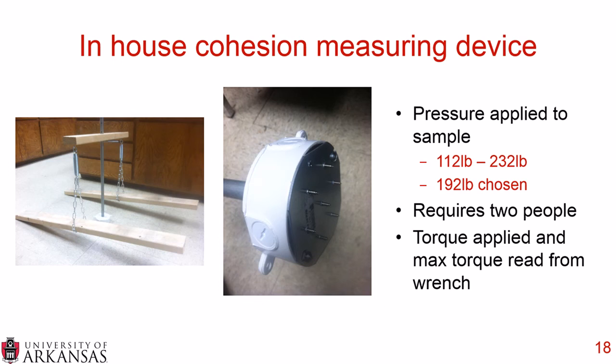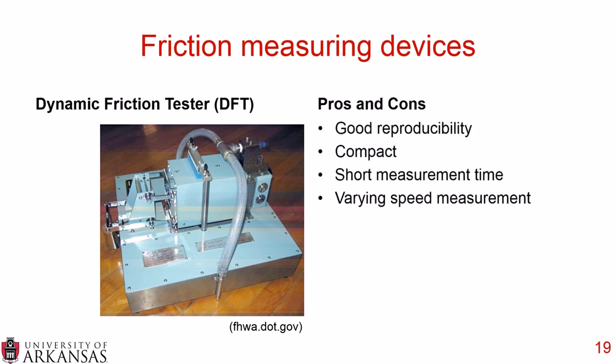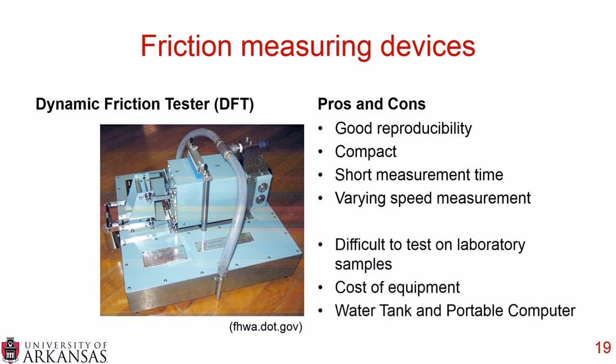Moving down the different concepts, the next was the friction tester, and we modeled our in-house tester based on the dynamic friction tester, or DFT. Now, some pros of this test are it has good reproducibility, it's very compact and has a short measuring time, and you can also vary the speed. So there's a little brush underneath that machine, and you can vary how quickly that brush moves.